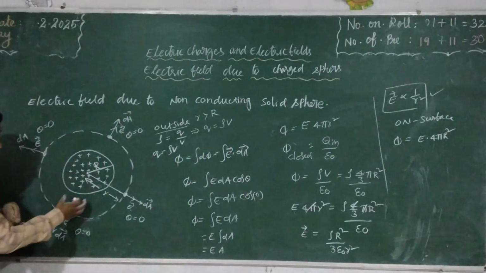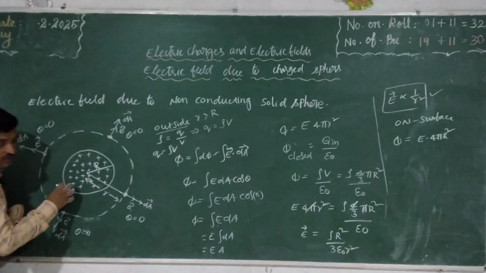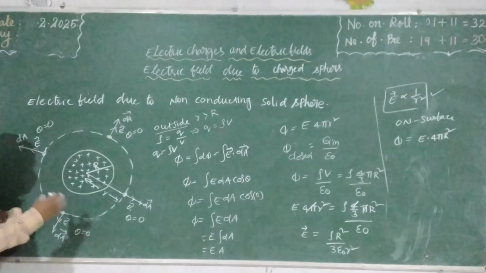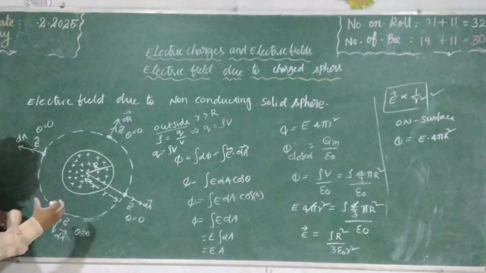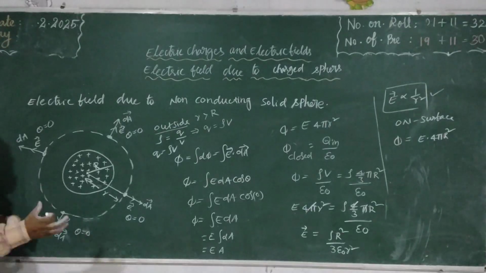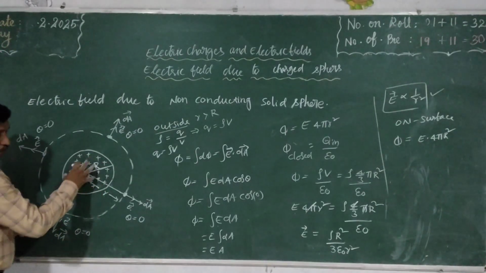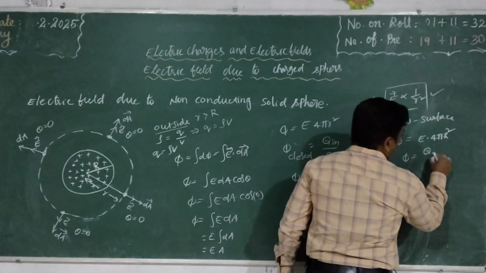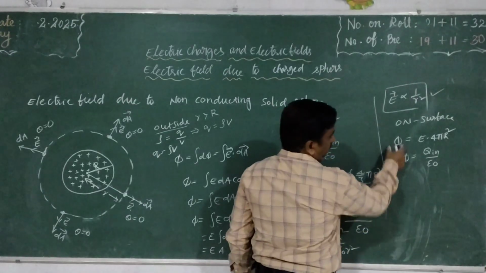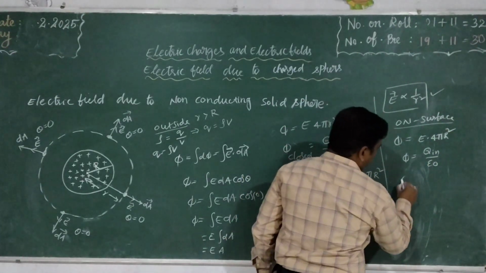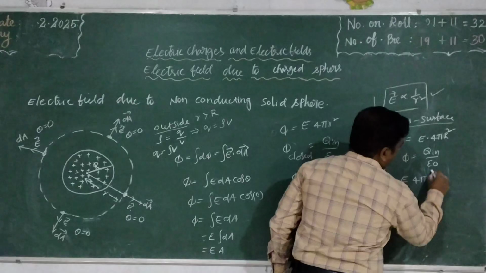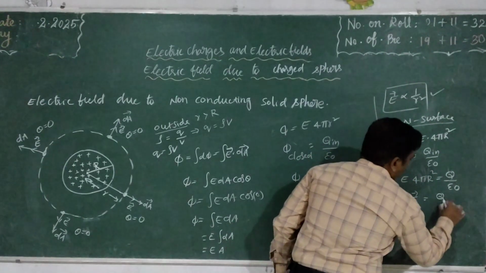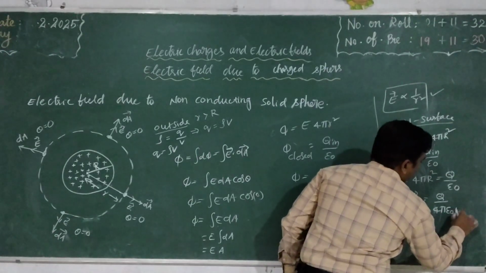In this case, according to Gauss law, what is the Gauss law? Net electric flux through a closed surface is 1 by epsilon naught times Q, the net charge enclosed by the surface. Here flux phi equals Q inside by epsilon naught. So E 4 pi capital R square equals Q by epsilon naught. See here, E equals Q by 4 pi epsilon naught R square.